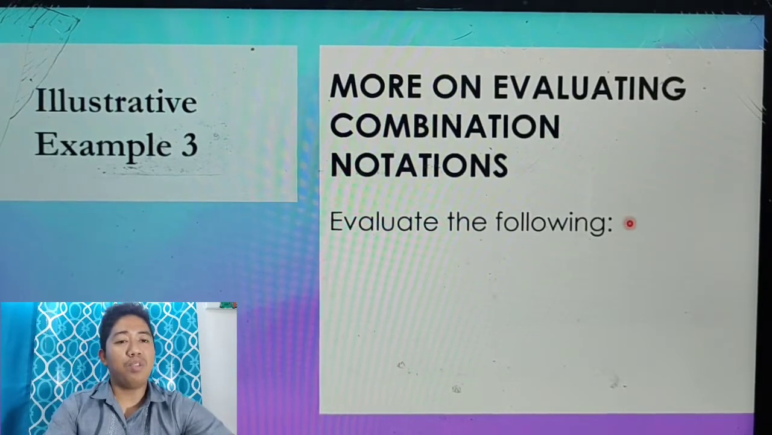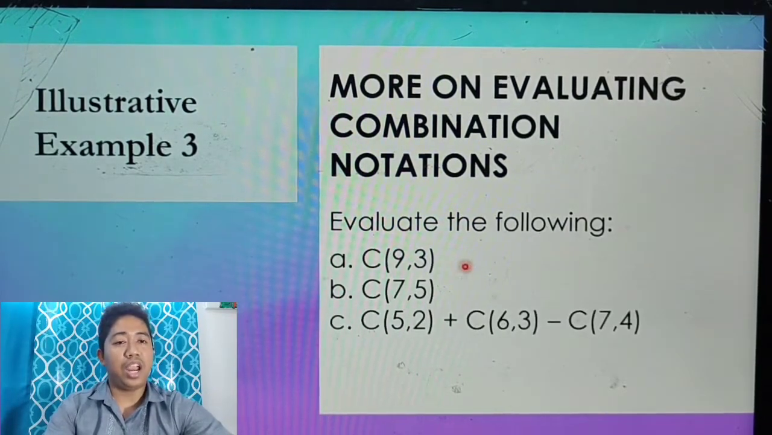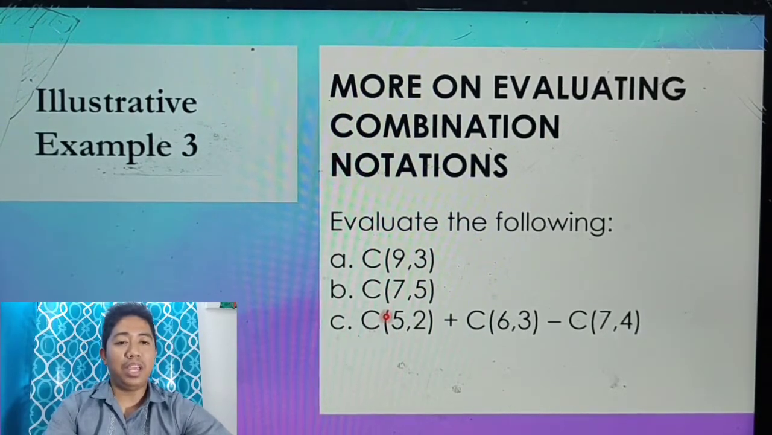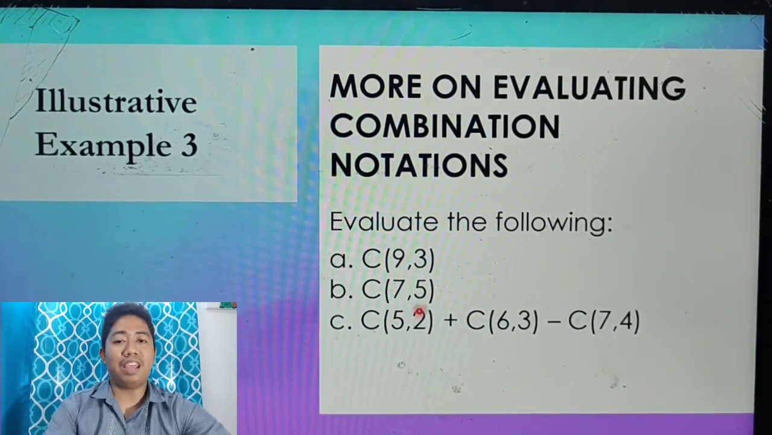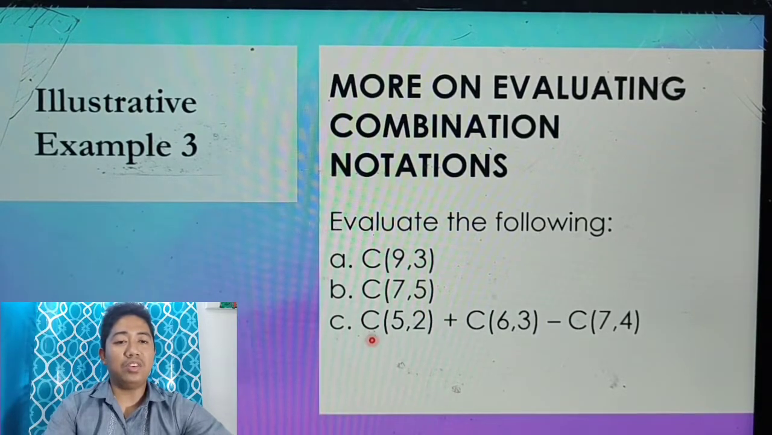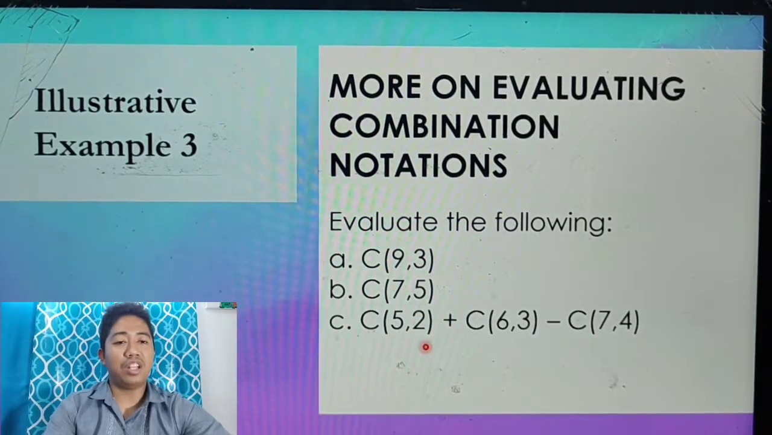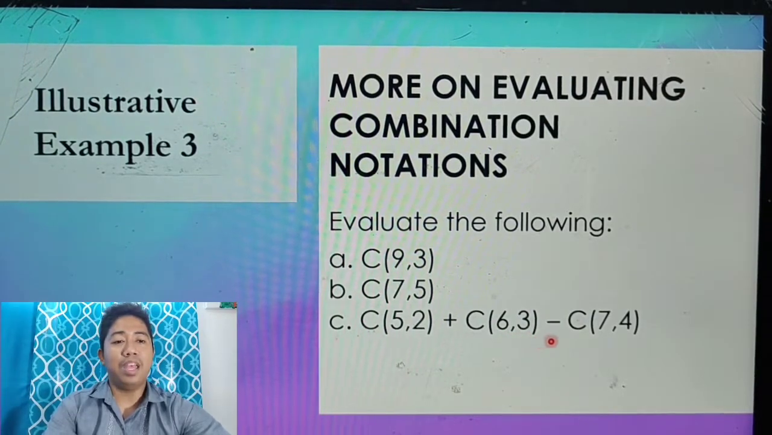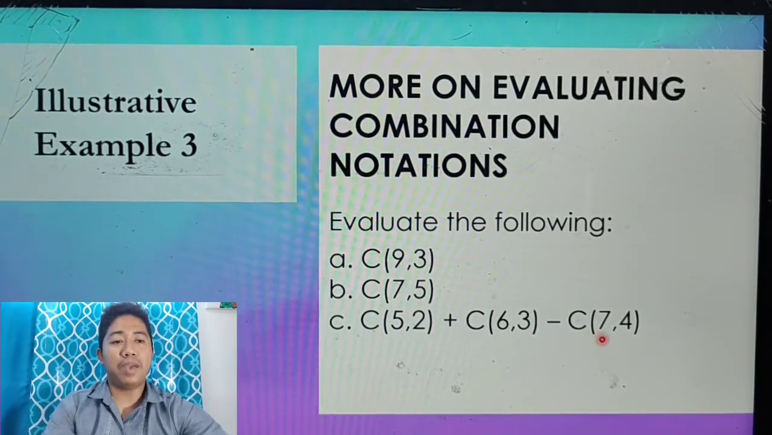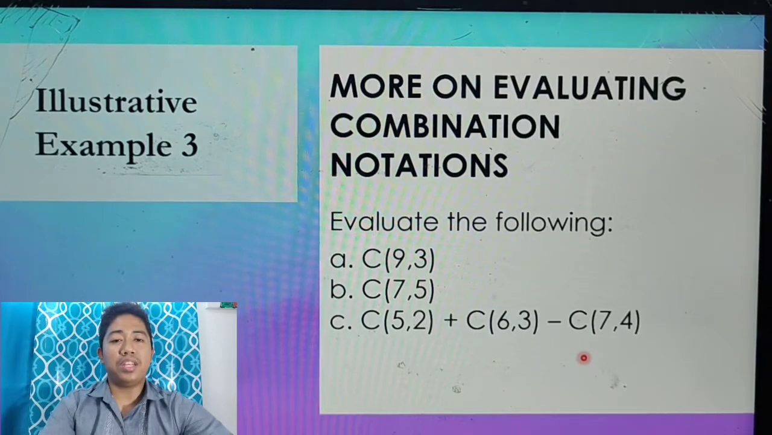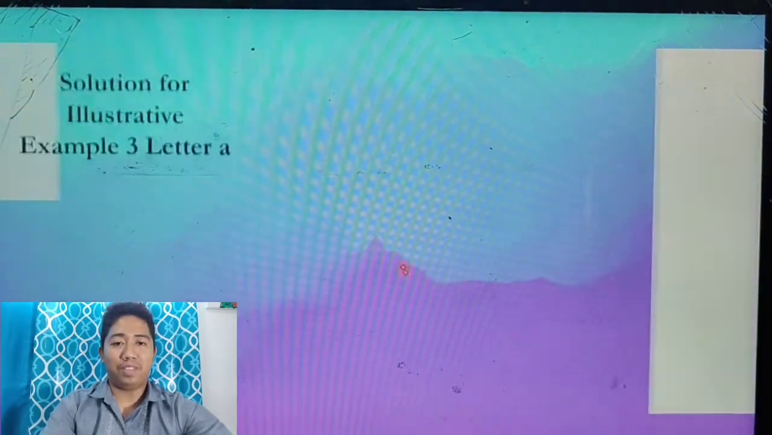So, how will you evaluate the following? Letter A, the combination of 9 taken 3 at a time. For letter B, the combination of 7 taken 5 at a time. And for letter C, the combination of 5 taken 2 at a time plus the combination of 6 taken 3 at a time minus the combination of 7 taken 4 at a time. To solve this set of problems, here is the solution.